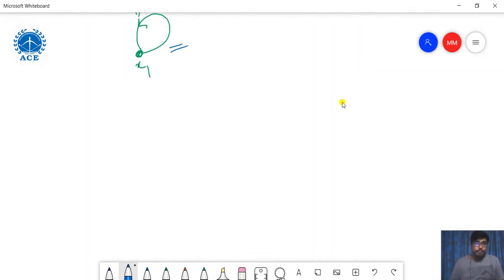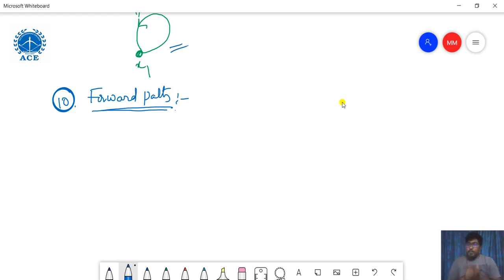And 10th one. Okay, 10th one, forward path. Now forward path. Forward path means it is a path from an input node to output node that does not cross any node more than once, simply.